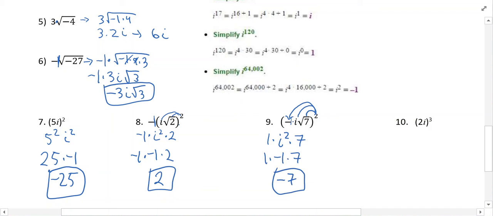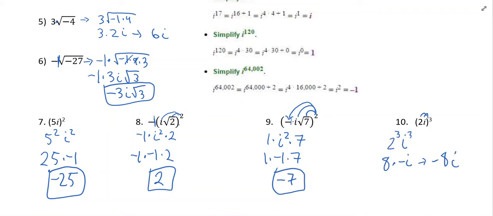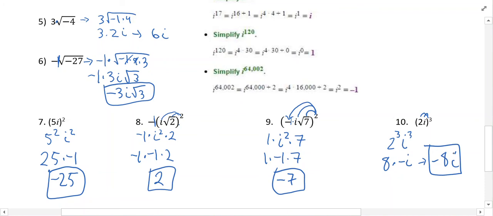Okay, I want you to go ahead and pause the video and try number 10. Okay, so let's see how you did here. So hopefully you noticed that when you applied this cube here, you got 2 cubed, which was 8, and then we got i cubed. And remember, i cubed you could break apart into i squared times i, or i to the first, because the exponent adds. 2 plus 1 will give you 3. So i cubed is negative i. So when I multiply those together, I get negative 8i. So then this is my answer right here.